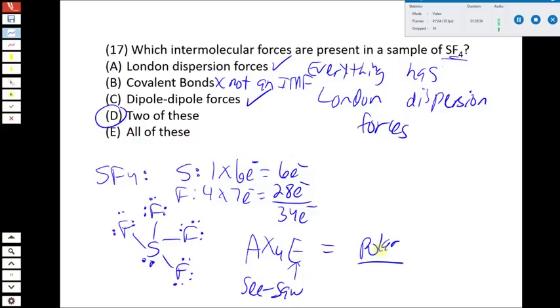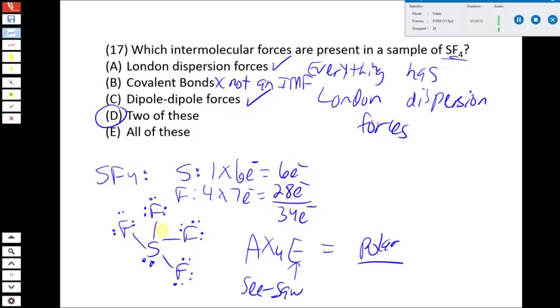Intramolecular forces, with an A, INTRA, those are bonds. Those are things like covalent bonds and ionic bonds. Those are very strong forces that hold atoms together. So when you have SF4, each of these covalent bonds between sulfur and fluorine is an intramolecular force that's keeping the sulfur and the fluorine attached to each other.